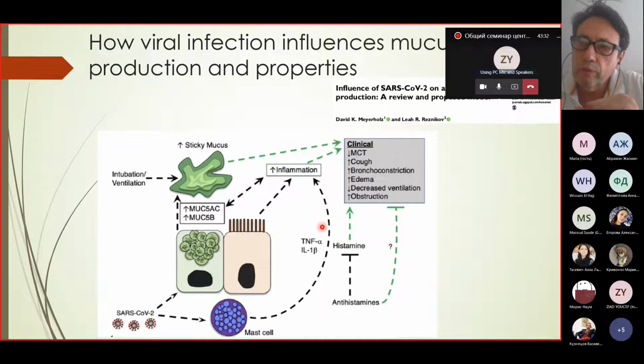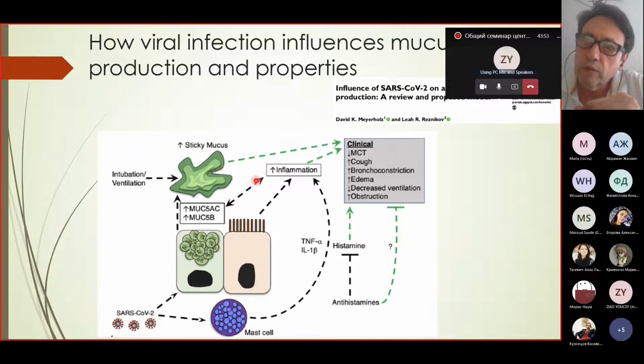In particular, these two very important molecules called TNF, tumor necrosis factor alpha, and interleukin-1 beta. So these infected mast cells produce these inflammatory cytokines. They start inflammation.